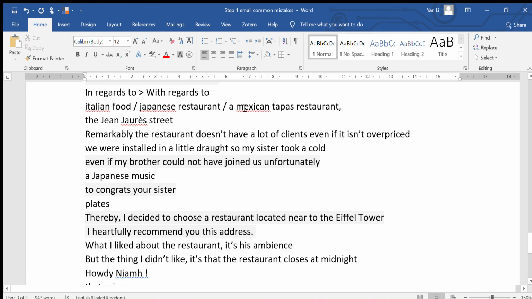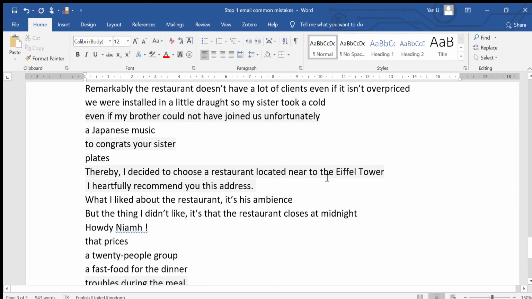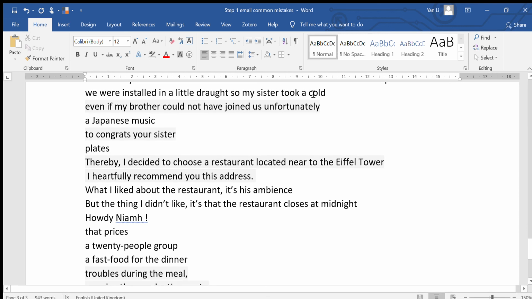Every single language, nationality, country, continent word must have a capital letter. The Jean Jaurès Street, okay, with a capital S for street. "Even if" should be "even though." You can't say a person is installed, only software or equipment can be installed. "Installer" is not "installed." Please check your false friends before you type. Also, "took a cold" should be "got a cold," I think. "Even if my brother could not have joined us, unfortunately." This is another "even though" problem.